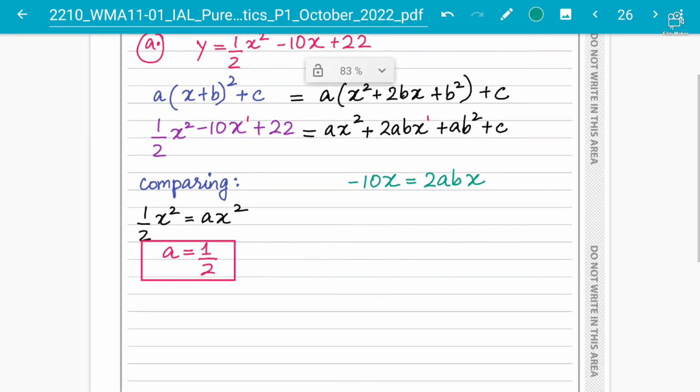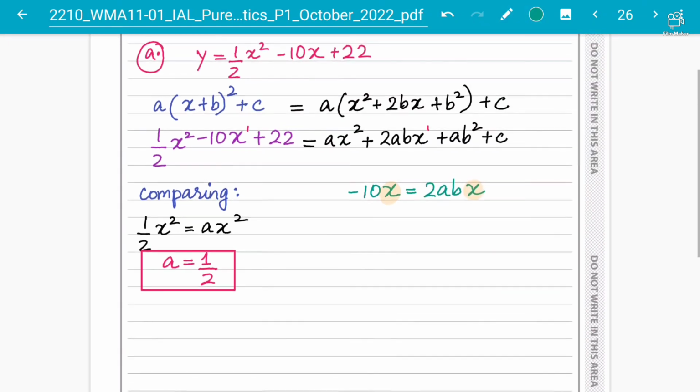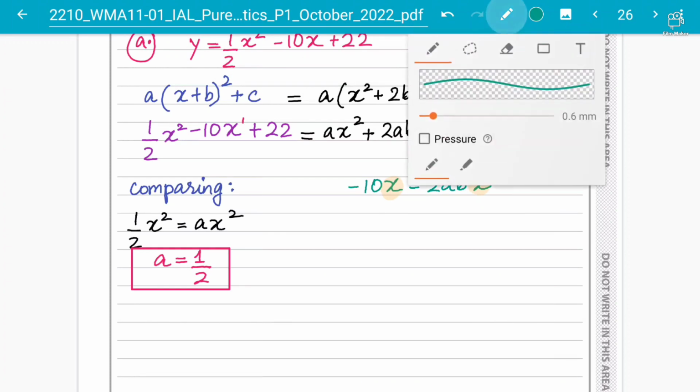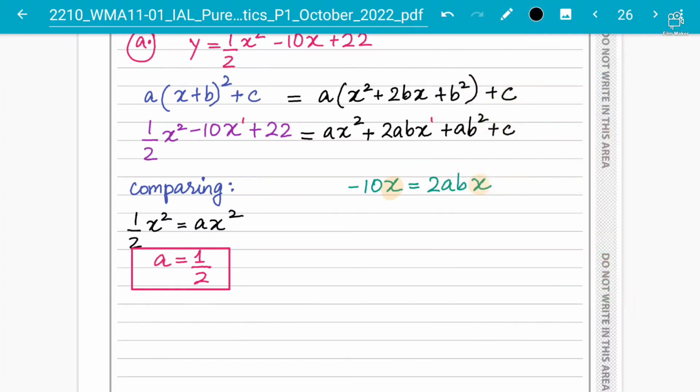x and x cancel out. We're just comparing, so make sure you compare the correct with the correct: the variable x coefficient, x power 1 coefficient with x power 1 coefficient, okay, students? So here we go, we got minus 10 is equal to 2 times a, where a is half. Just plug in the value of half, so this cancels. So I'm getting b as minus 10. We'll have a look at the marking scheme. So we got b as minus 10, students.